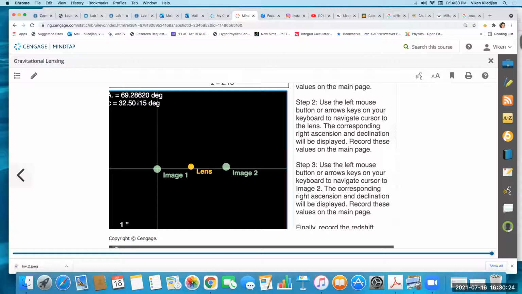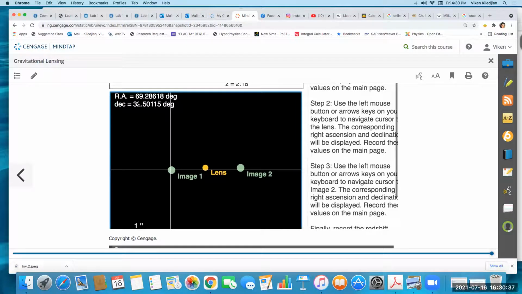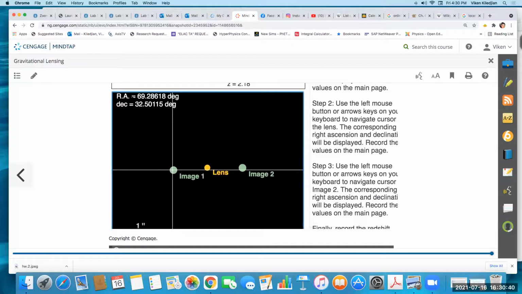Right there. So 69.2862 degrees right ascension. And then the declination is how far above and below the celestial equator it is, right? So the RA measures how far to the right or left of the... the word is escaping my mind now. But the RA basically is like longitude on Earth. It measures right, left degrees.